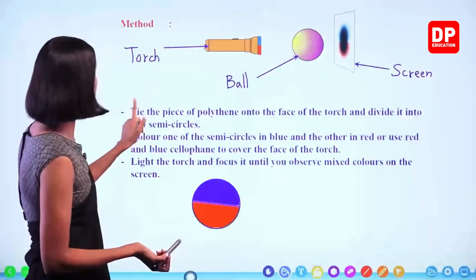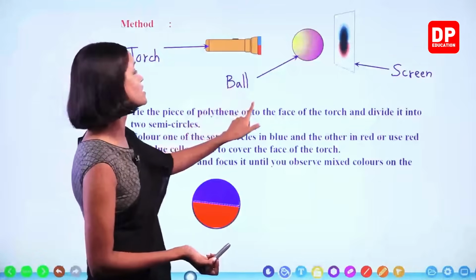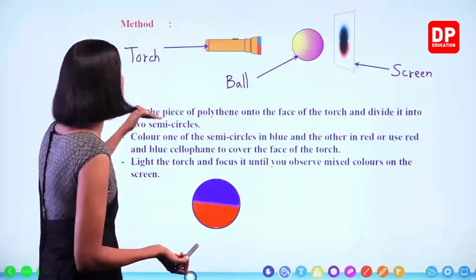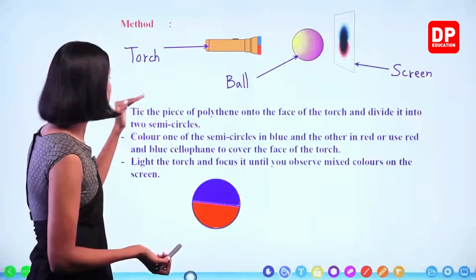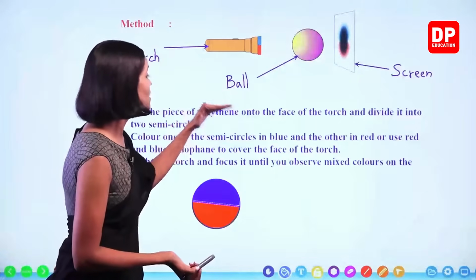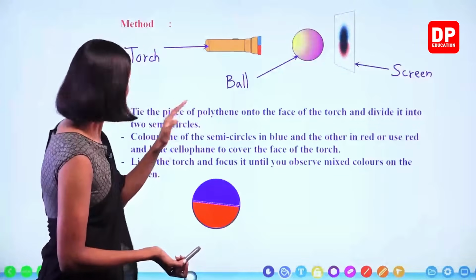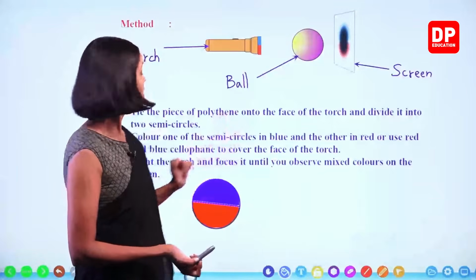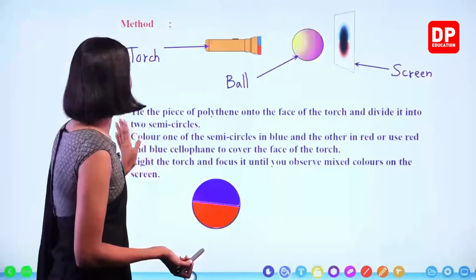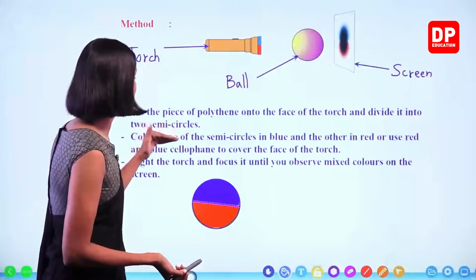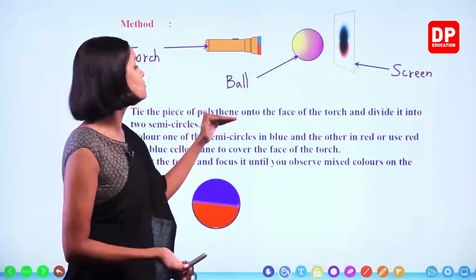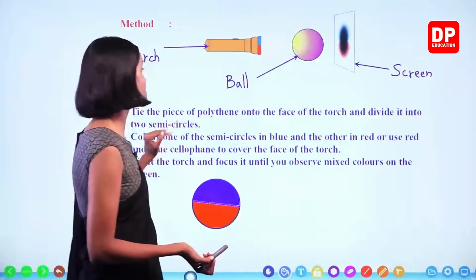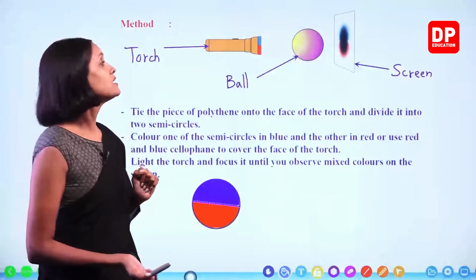Okay. Tie the piece of polythene onto the face of the torch and divide it into two semicircles. Color one of the semicircles in blue and the other in red, or use red and blue cellophane to cover the face of the torch. Right, children? And then what you have to do is light the torch and focus it until you observe mixed colors on the screen. Right?